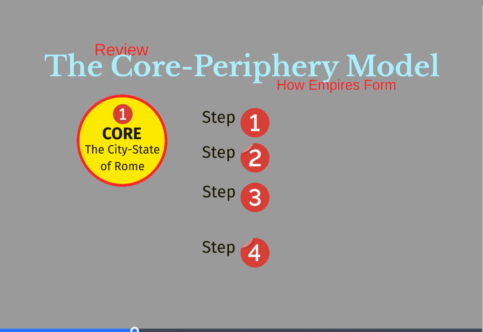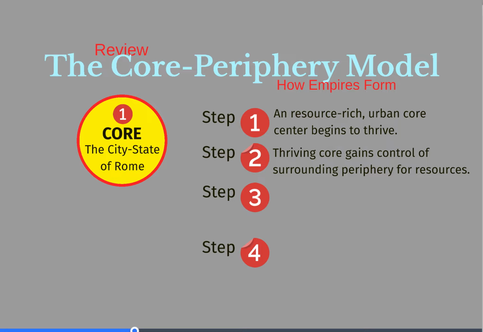But before we look at Rome as an empire, we first have to understand Rome, the city-state. So quickly, let's review the core periphery model. Last week, we talked about this model of how empires generally get built or how they form. Step one was that a rich core area forms. And this is going to be the city-state of Rome, this urban core center that becomes a very thriving trading center in the Mediterranean on the Italian peninsula. The second step is that this thriving core starts to gain control of surrounding periphery regions for resources. As the core becomes wealthier, it tends to move beyond farming and then rely on the outskirts to provide its key resources.